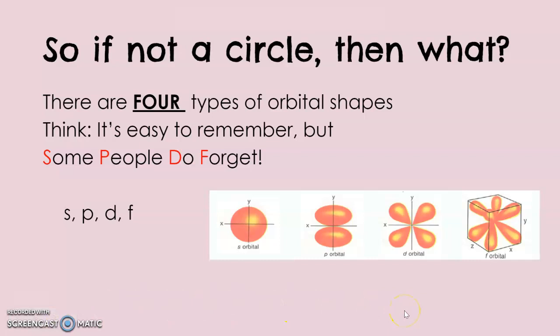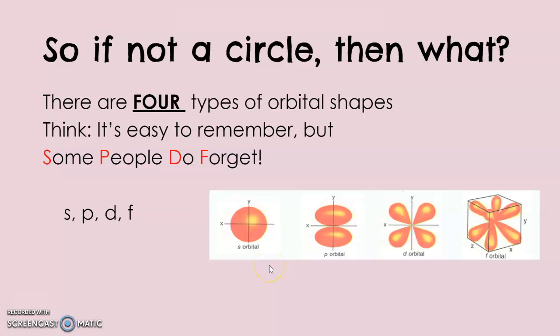So if it's not a circle, then what do these orbits look like? Again, there are those 4 types of orbital shapes that go along with S, P, D, and F. And just a little mnemonic to help us remember that: some people do forget. So, some people do forget S, P, D, and F. And these are the shapes of these orbitals.